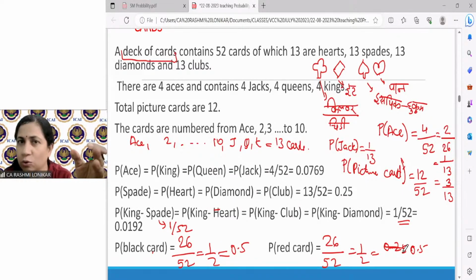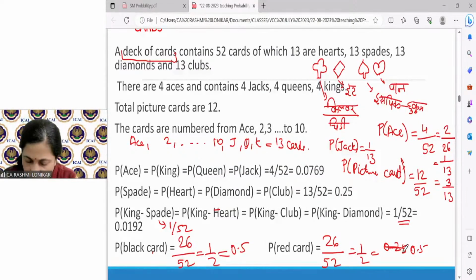Then you have 2, 3, 4, 5, 6, 7, 8, 9, 10. The 11th card is the jack. The 12th card is the queen, and the 13th card is the king. Clear? Yes.